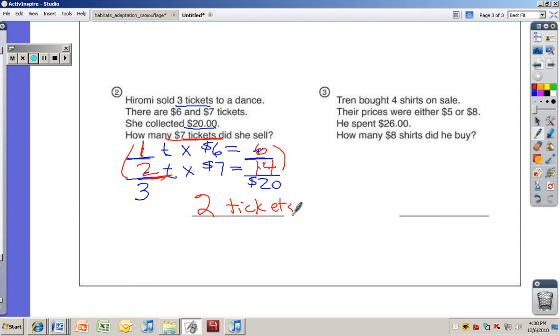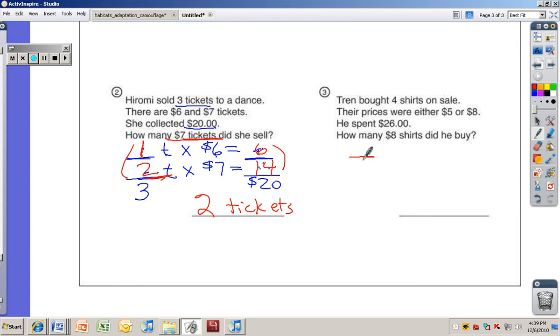Okay, go ahead and try number 3. Pause the video, turn it back on when you're ready to see the solution. So the solution to number 3, Trend bought 4 shirts on sale. Their prices were either $5 or $8. Spent $26. How many $8 shirts did he buy?